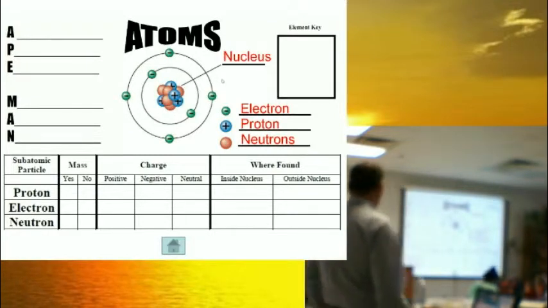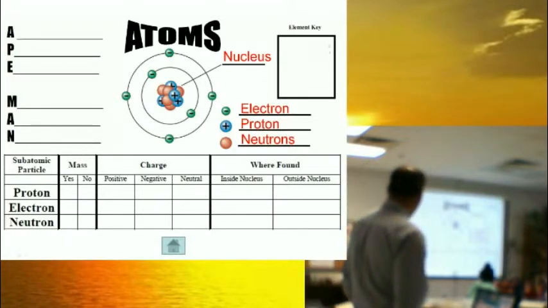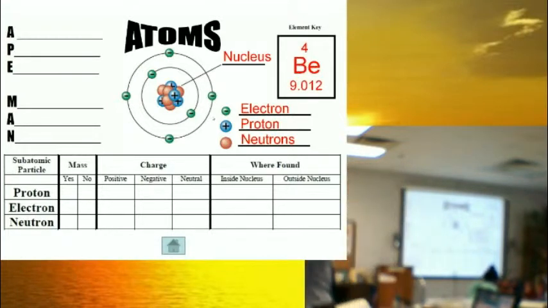Okay. Israel, how many protons does this atom have? So, this is how the element key should look. Okay, that is just the information from the periodic table. The top number represents what, Carvel? It does. And the bottom number, Ms. Schindler, what does the bottom number represent?